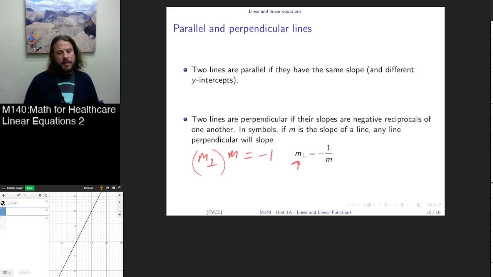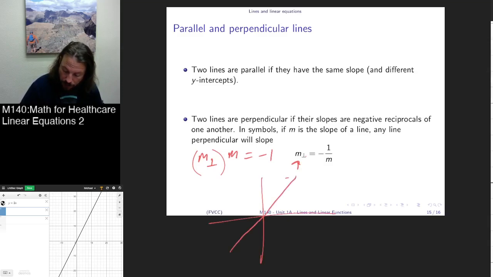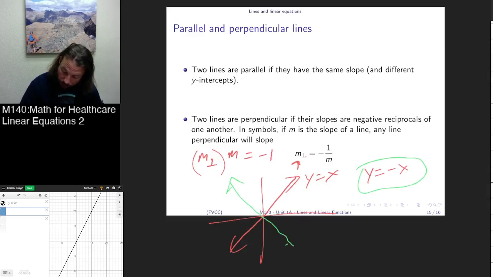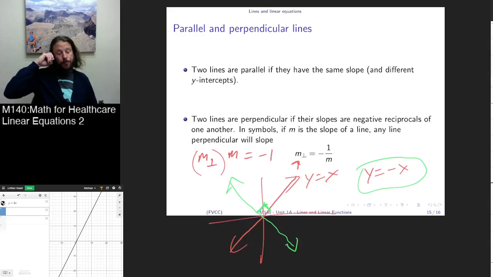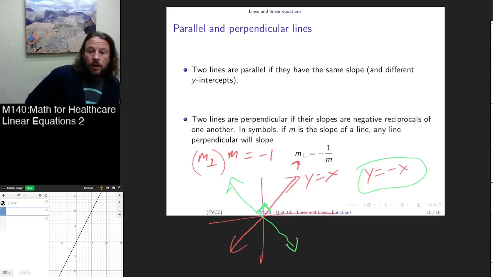So does that make sense to us? Maybe a quick picture to see. There's the line y equals x. According to this, something perpendicular would have a slope of negative 1. So let's say y equals negative x. Let's see what that looks like. We'll do that one in green. At least roughly they look perpendicular, meaning this is a right angle.